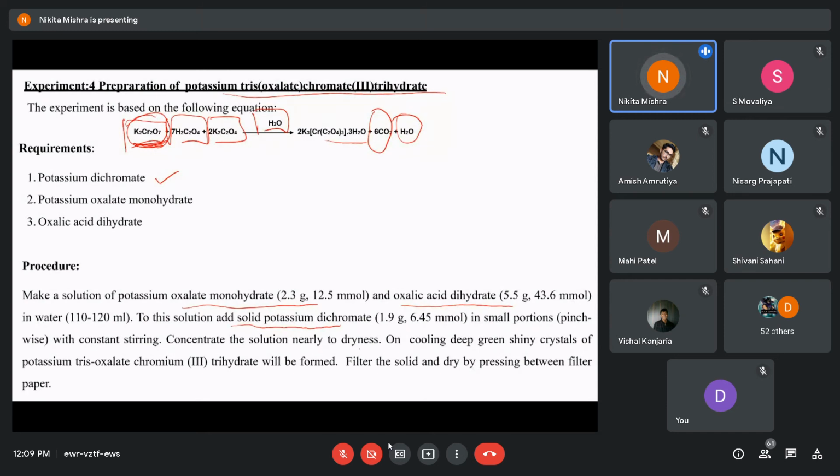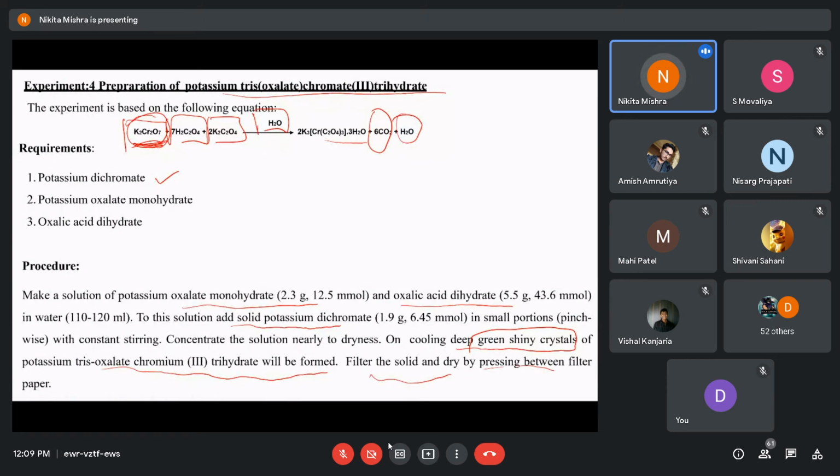Then concentrate the solution nearly to dryness. On cooling, green shiny crystals of potassium trisoxalato chromate will be formed. Again, we need to filter those crystals and dry them with the help of filter paper.